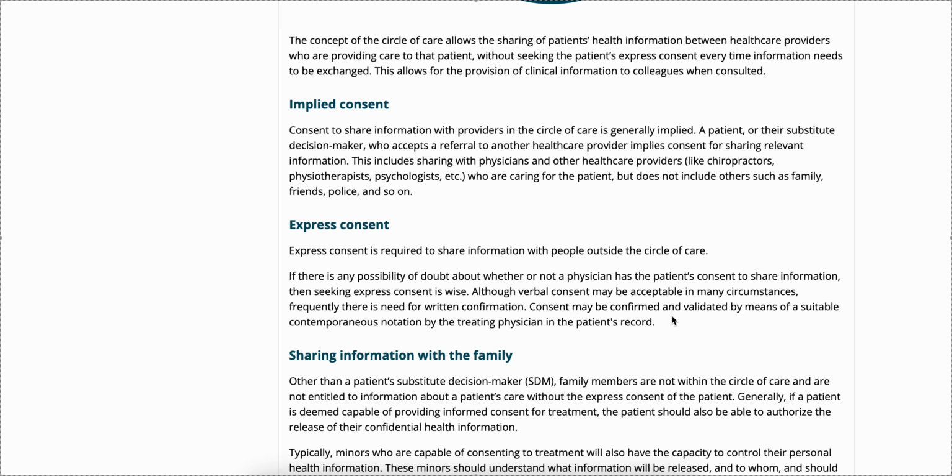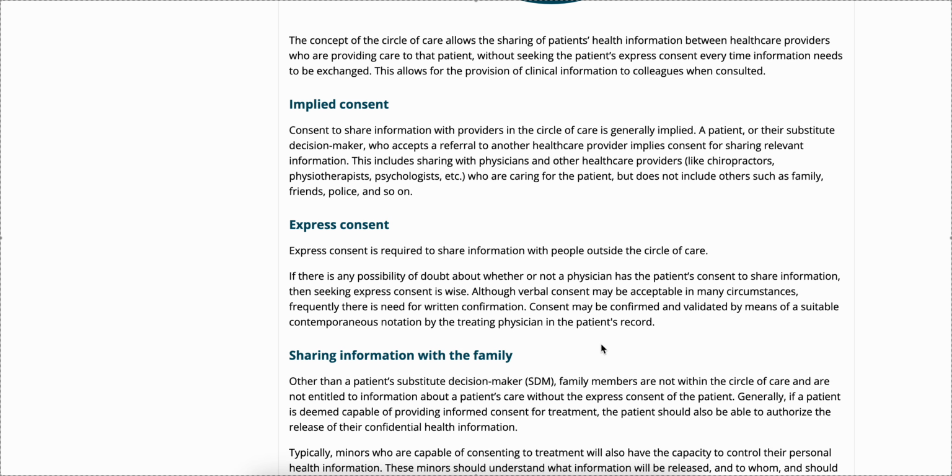Consent may be confirmed and validated by means of suitable contemporaneous notations by the treating physician in the patient's record. Sometimes if you want to confirm and validate it, you can do it in the patient's record. The patient has given consent for XYZ reason. The patient was aware of the risks and benefits of this thing. The patient's questions were all addressed, and we have given the patient the alternative information. So everything should be documented in a way that says, okay, the patient's consent is confirmed.